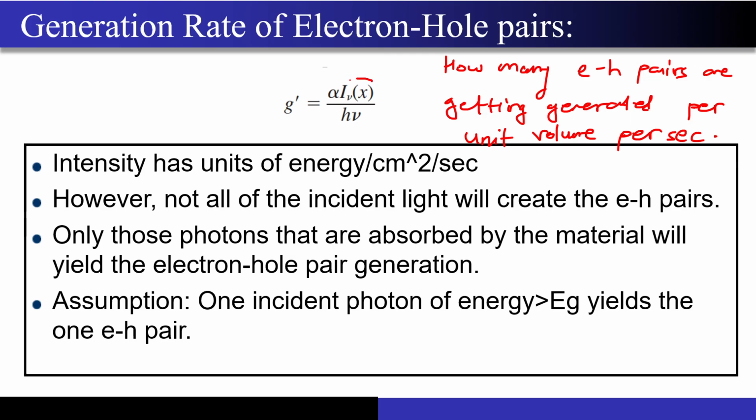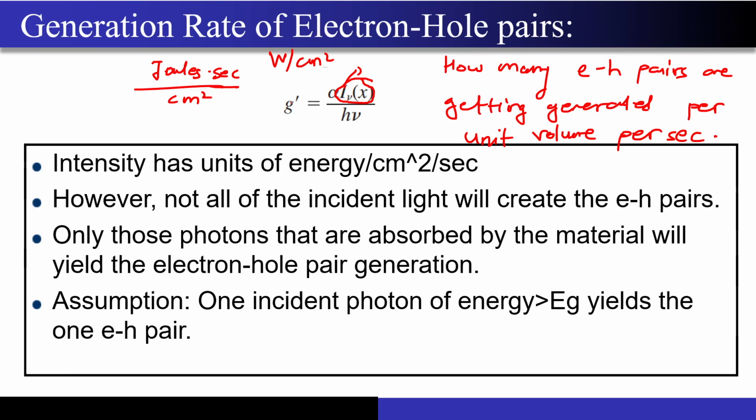And what is this? This is nothing but the photon flux intensity that I had just told you, right? And what was its unit? Something like watts per centimeter square, right? Watts per centimeter square, or you can also write it as joules into second per centimeter square, right? So this is how you can also write it, right?